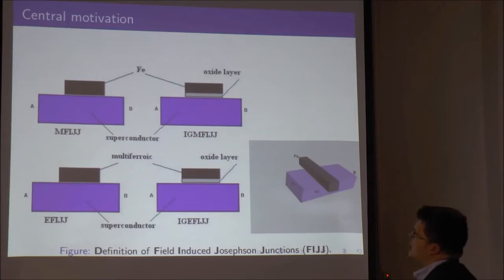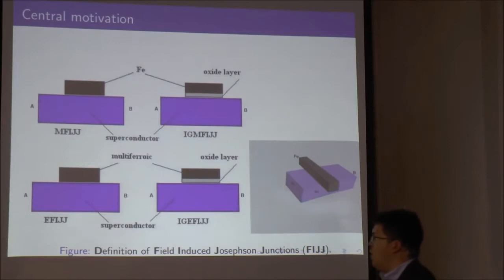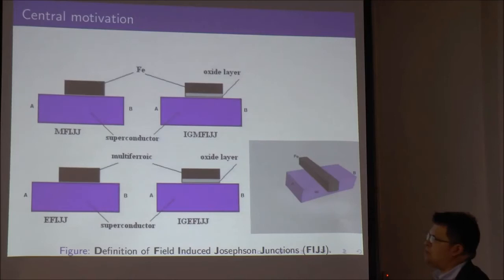So we have basically four cases when we place a ferromagnetic strip on the top of a superconductor, or a ferromagnetic strip separated by an insulator on the top of a superconducting strip, or we can also think about placement of a multiferroic on the top of a superconductor, or a multiferroic on the top of a superconductor separated by an insulator. Basically, in this talk, I will concentrate only on those two cases.